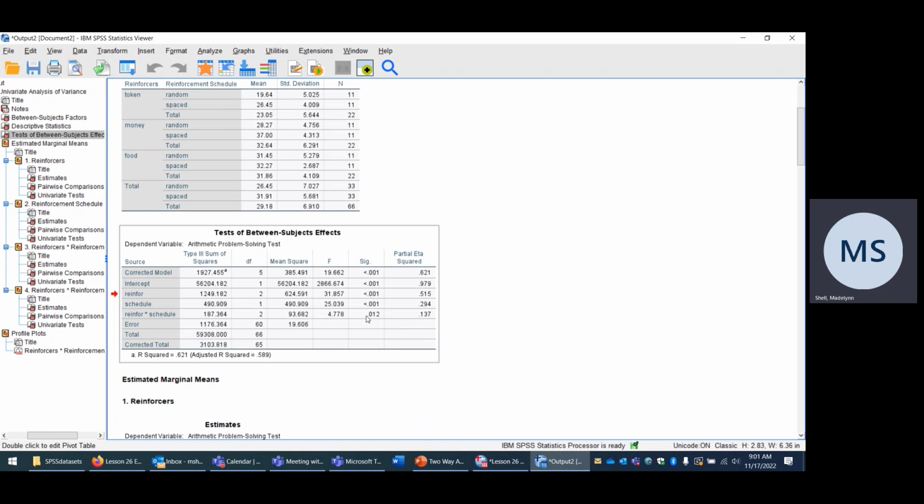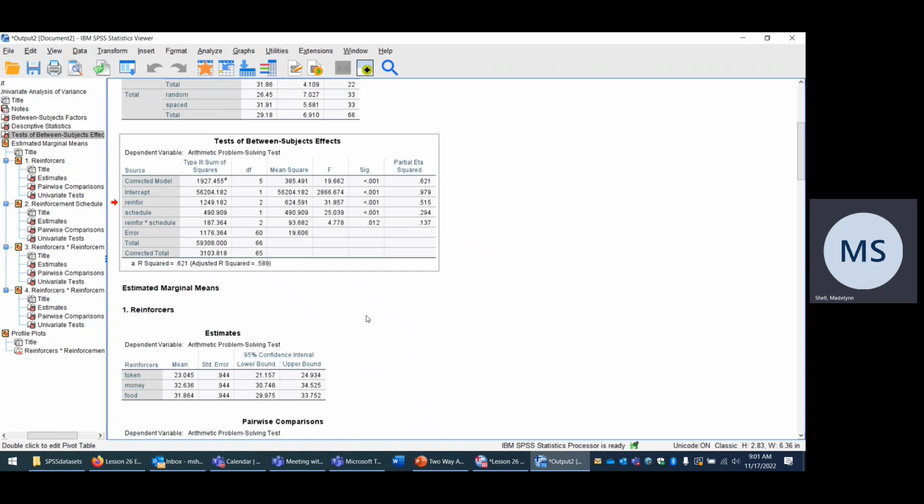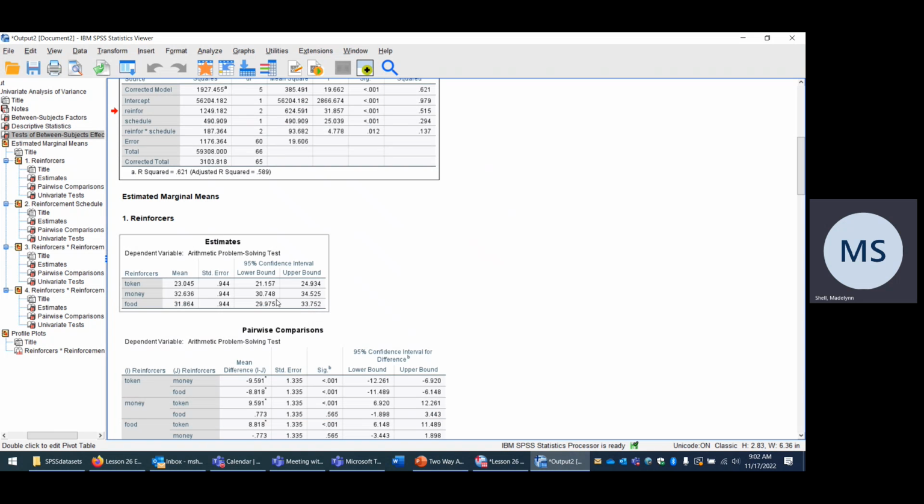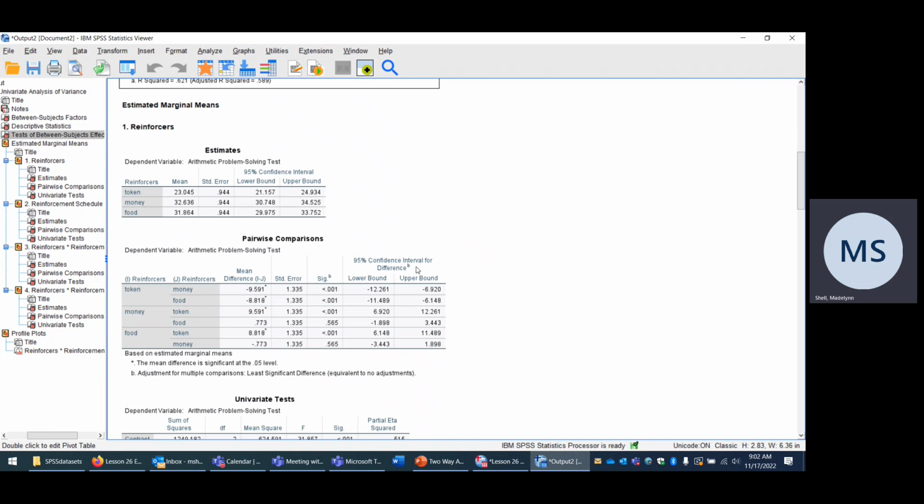We need to actually look at the interaction or look at what's going on, which groups are different. So that is where we're going to use that estimated marginal means. And so the first estimated marginal means is for reinforcers. So this is looking at the main effect of reinforcer.